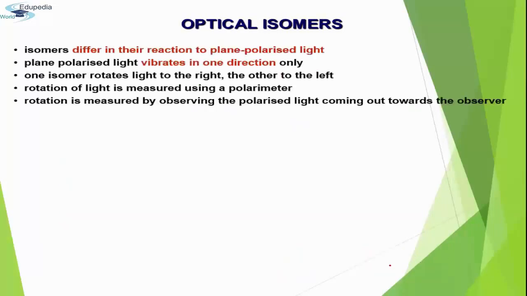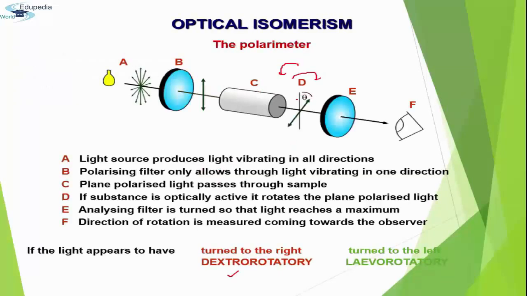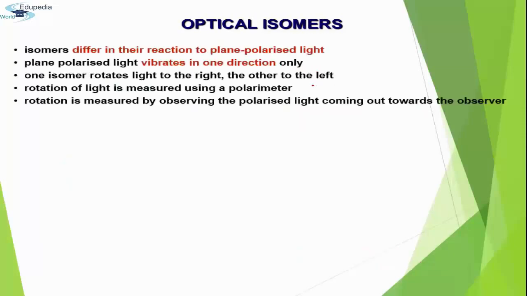And we can also measure the amount of rotation, and this is very helpful in studying the kinetics of a chemical reaction. Kinetics means the rate of a chemical reaction, or we can also study the orientation or the forms, whether it is D form or L form. You will study all these in higher classes.